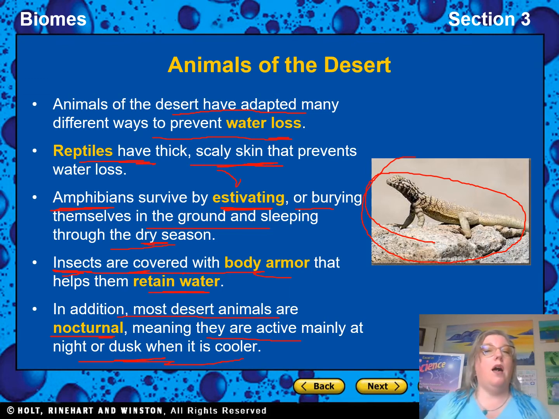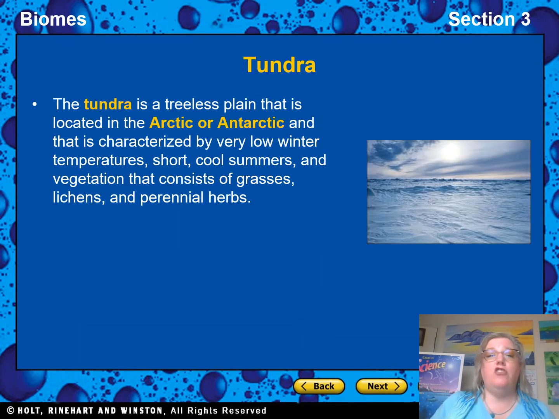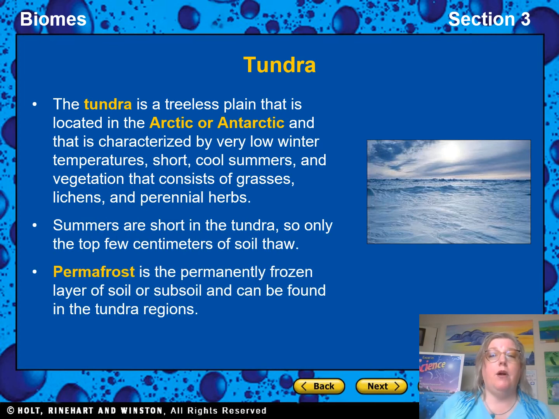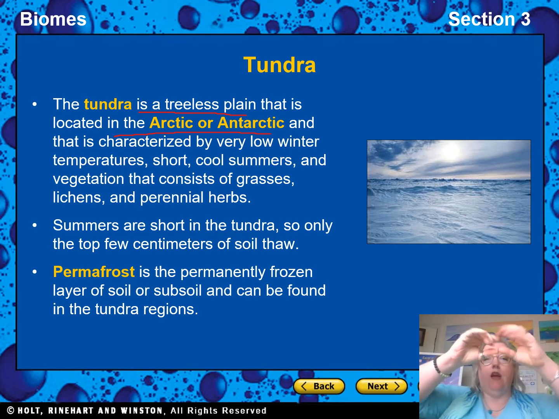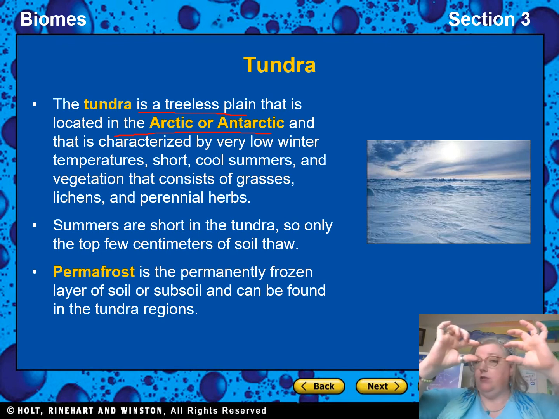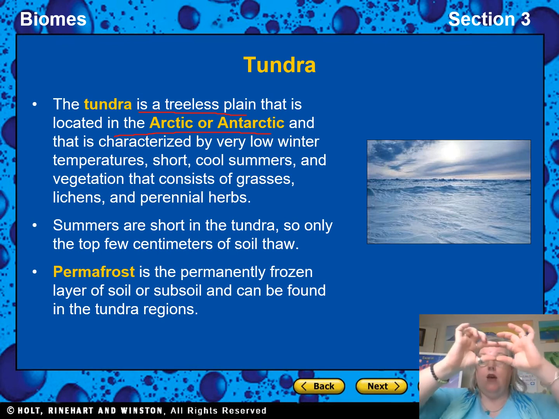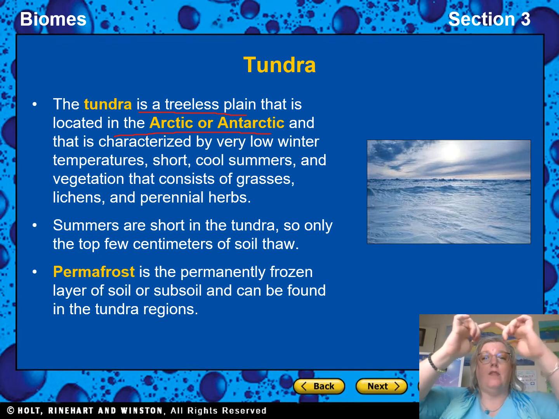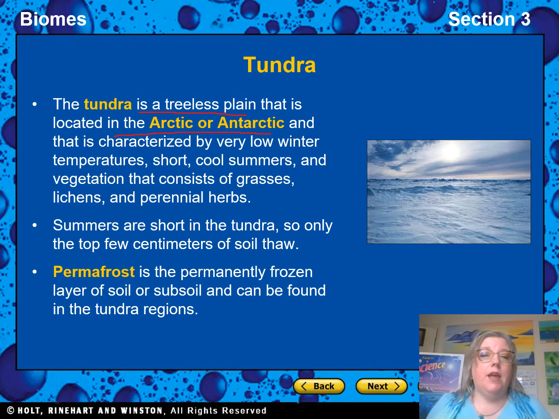Okay, so there's one biome left, and this is the tundra. It's just as dry as a desert, but this time we're up near the poles, so it's very, very cold. The tundra is almost as dry as a desert. All right, so it's a treeless plain that's located in the Arctic or Antarctic. So we're up around the poles. Remember, we learned about taiga, the coniferous forest, that was near the poles. Now we're up at the poles. This is the tundra, characterized by very low winter temperatures, short, cool summers, and vegetation that is just grasses, lichens, and herbs. That's all that can live there.